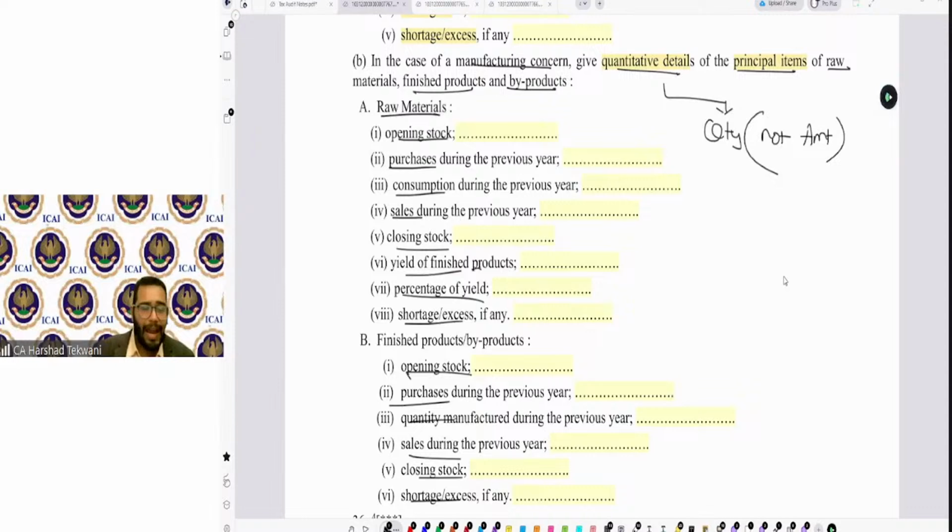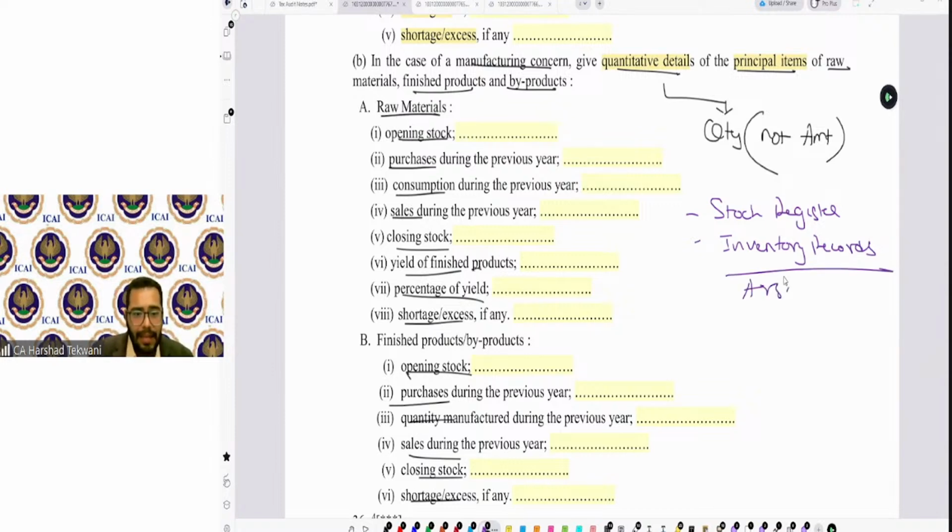For that, you need to verify the stock register and inventory records. You need to obtain these details from the assessee, and you need to verify these details quantity wise.